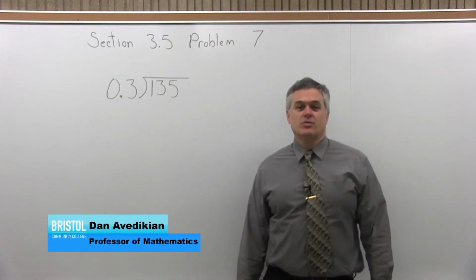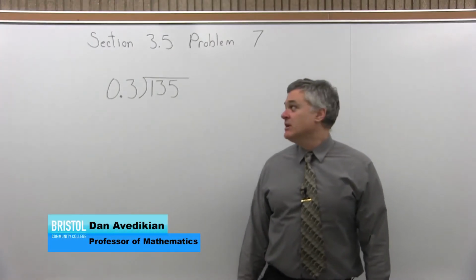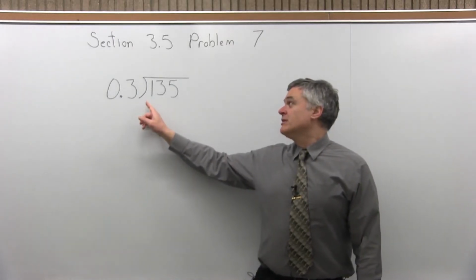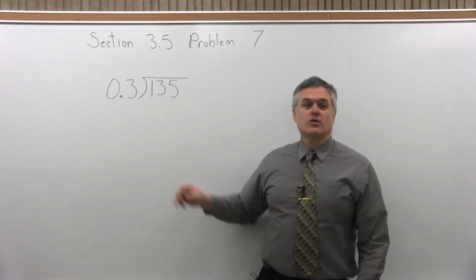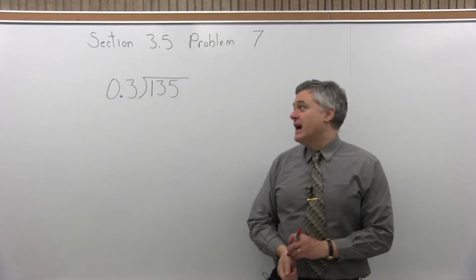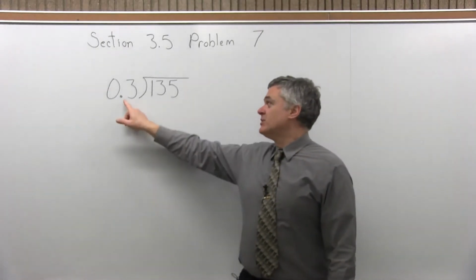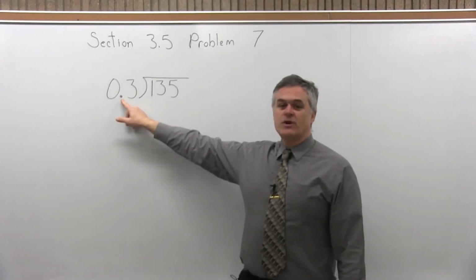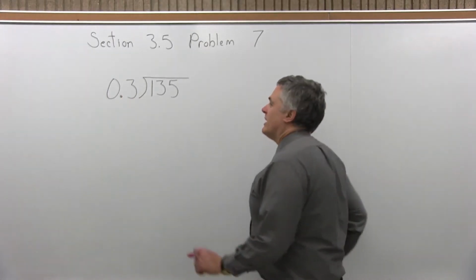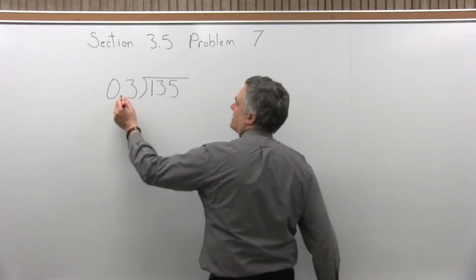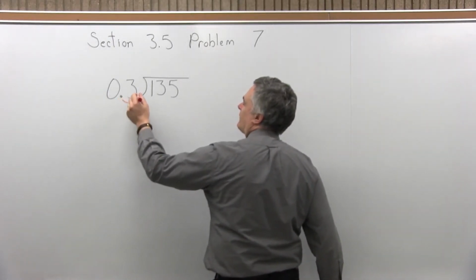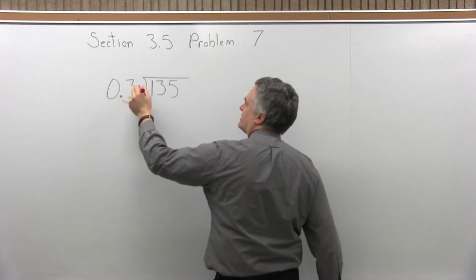This is Section 3.5, Problem 7. We have 0.3 divided into 135. Now, when the decimal is in the number in front of the division symbol, you have to move it so that it comes to the end or far right of the number in front of the division symbol.